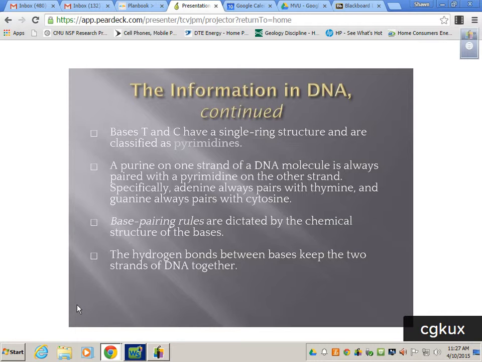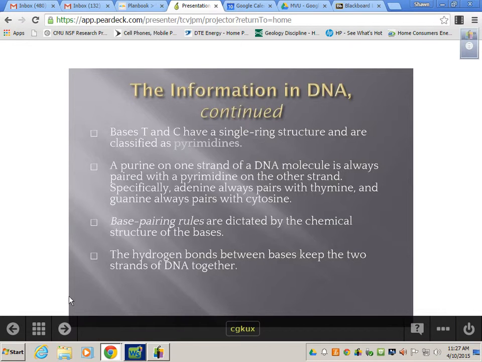The base pairing rules are dictated by the chemical structure of the bases, meaning you only get A with T and G with C. The hydrogen bonds between the bases keep the two strands of DNA together. Now, knowing what I told you about water, if I pick water up, what happens to it? It falls apart because those are weak hydrogen bonds. Would DNA stay together if it weren't wound together in a helix? No, the two strands would what? Separate. Okay? The weak hydrogen bonds, you got it. Exactly, you're making my point for me.